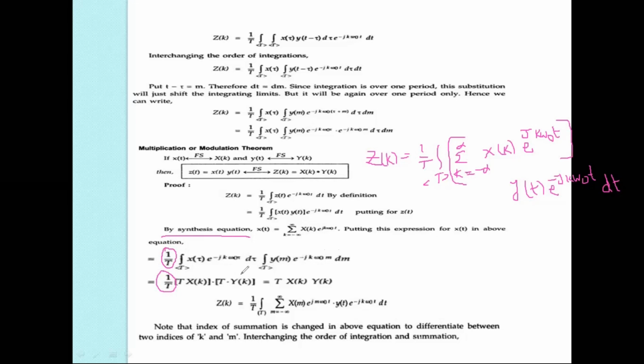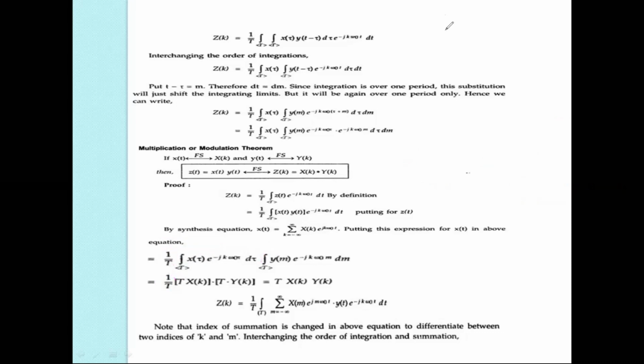Otherwise, you can multiply the T into x of t. And here also 1 by T with this function with the y of k. There is no 1 by T, so multiply the T. So keeping the 1 by T here and multiplying the T, and for this function also 1 by T multiplied with the T. So 1 by T, the integral over T, x of tau e power minus jk omega naught tau d tau is T into x of k, and this function is T into y of k. So T gets cancelled, giving T into x of k, y of k. So this is actually for these two equations, for this convolution in time, my dear students. Convolution in time, let us modify that.